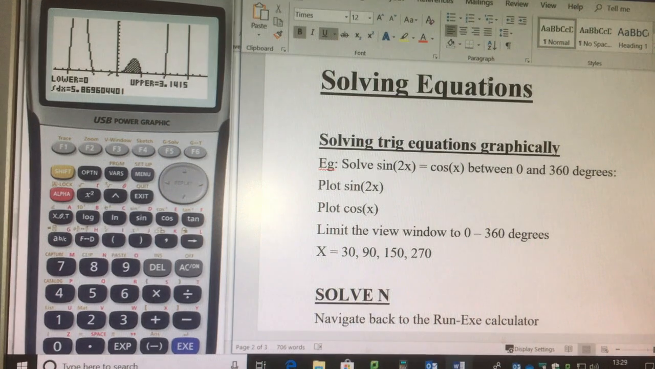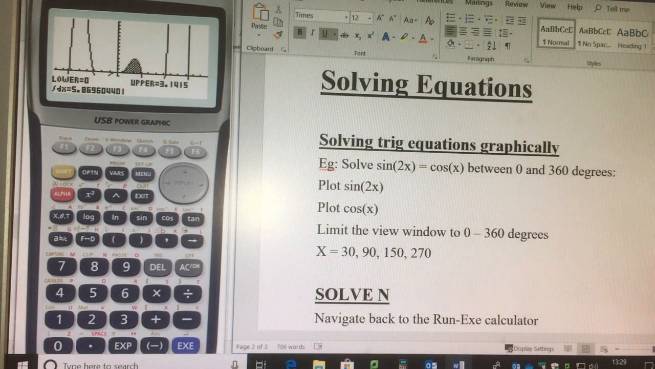I want you to plot sine of 2x, plot cos of x, make sure that you're in degrees, and then limit the window to 0 to 360 degrees, and see if you can solve it where those two graphs intersect to find those x values. This will be quite new to you, but this is something we'll be doing after Christmas, so this will be useful. So plot two graphs, find where they intersect, hence solving that trig equation. And we could do it in radians, but this time we're going to do it in degrees. So if you guys give that a go, I'll do it on this calculator as well.